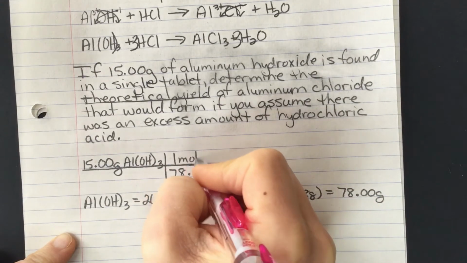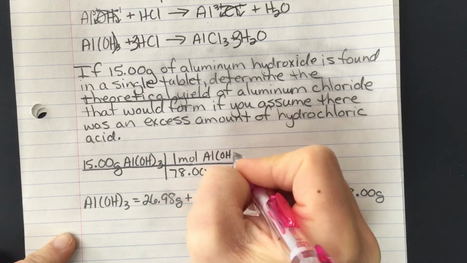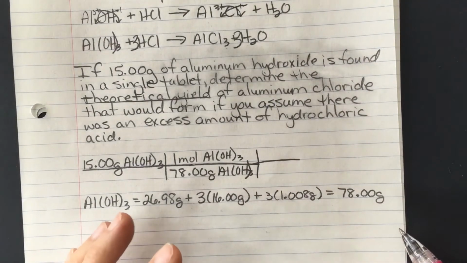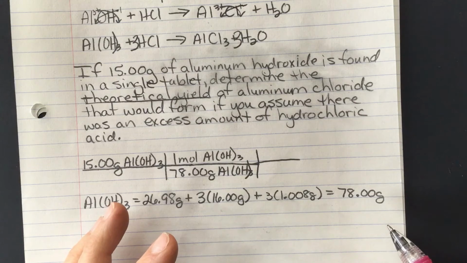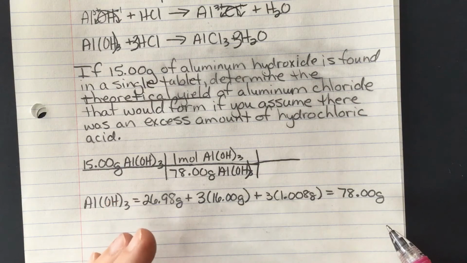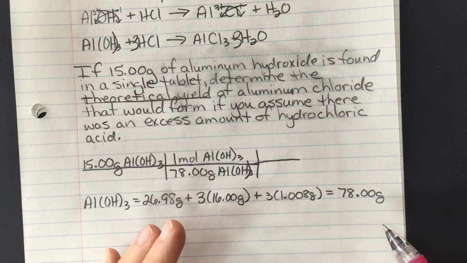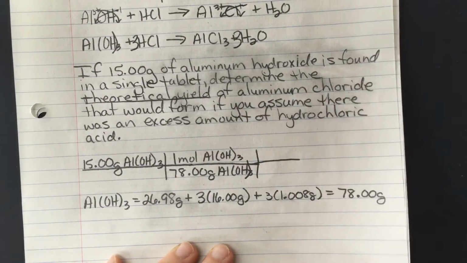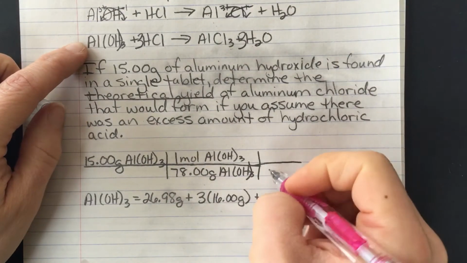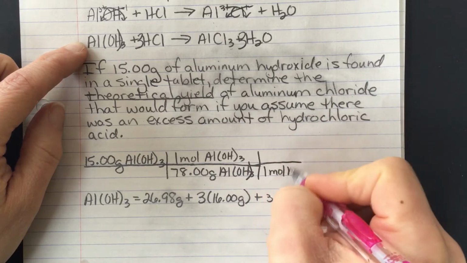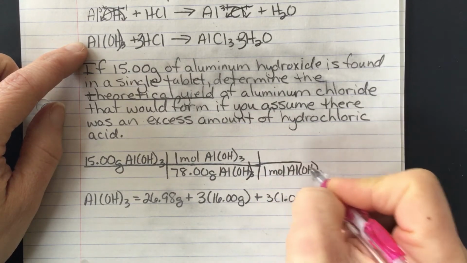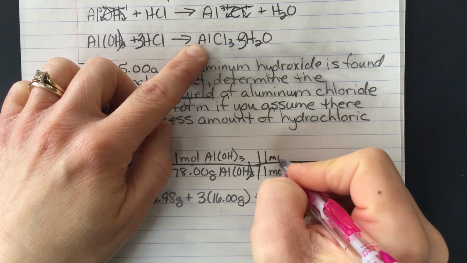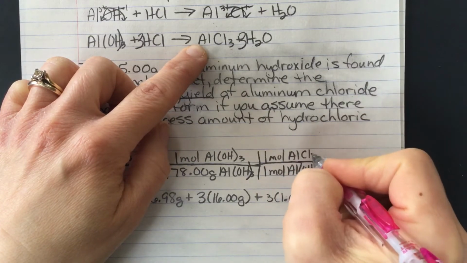And that is 1 mole of aluminum hydroxide. Okay, now that I'm in moles, I can convert over to my aluminum chloride, because I'm looking for aluminum chloride. So, looking at my balanced equation, I have nothing out in front of this, so it's 1 mole of aluminum hydroxide. I have nothing in front of my aluminum chloride, so it's also 1 mole of aluminum chloride.